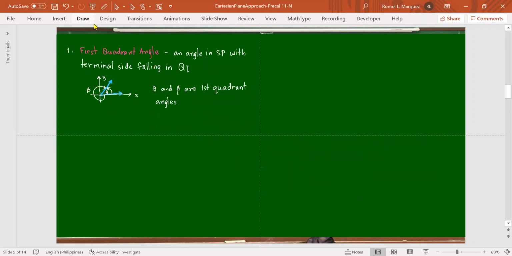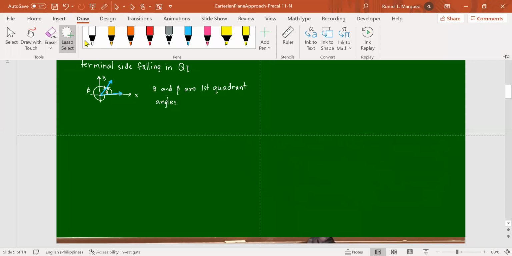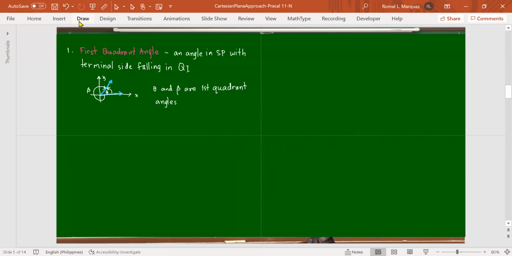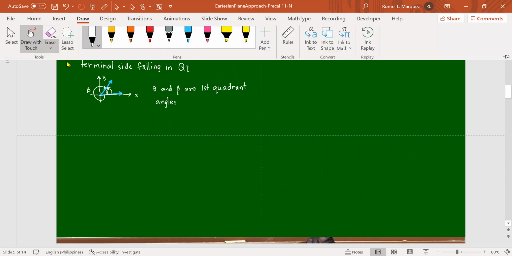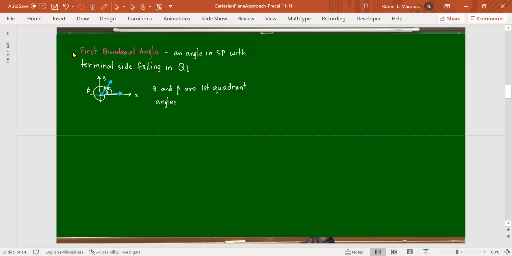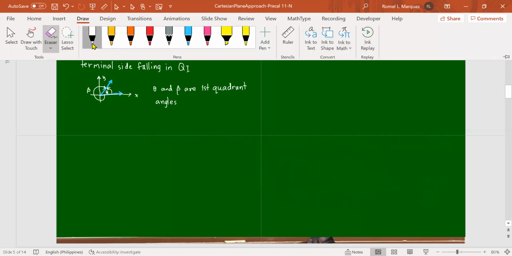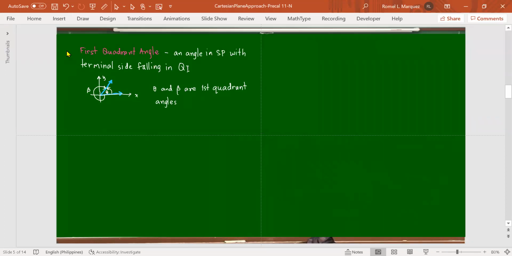By the way, do you know that you have a free Microsoft 365 from the LSU? Do you know that? You can install that. Guys, do you know? So you can install that on your computer.